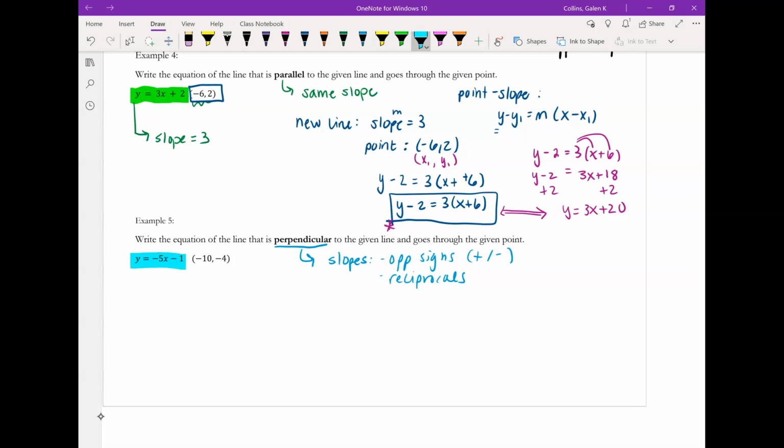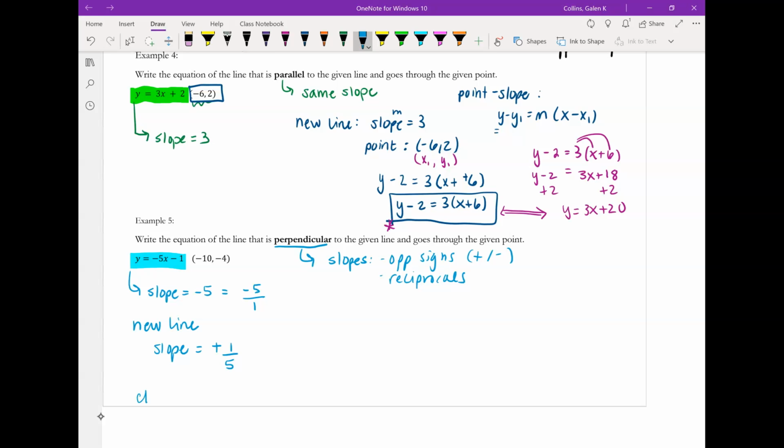Here's our given equation. So the slope of my given line is negative 5. So my new line is not going to have a slope of negative 5. I know that its slope has to be positive, and I need the reciprocal of 5. So remember, negative 5 is the same as negative 5 over 1. So if I flip the 5 and the 1, I get 1/5. 1/5 and 5 are reciprocals.